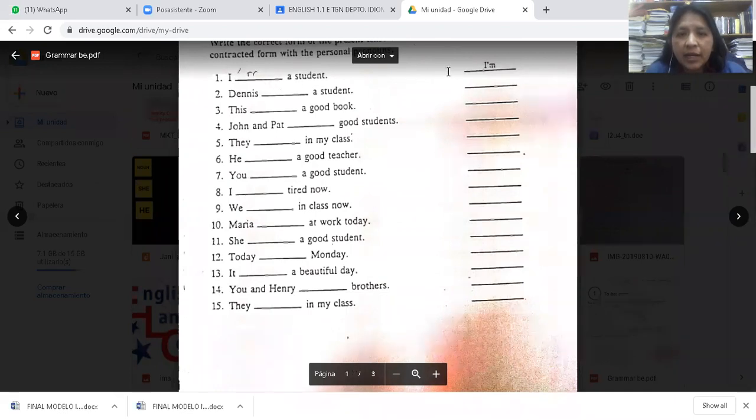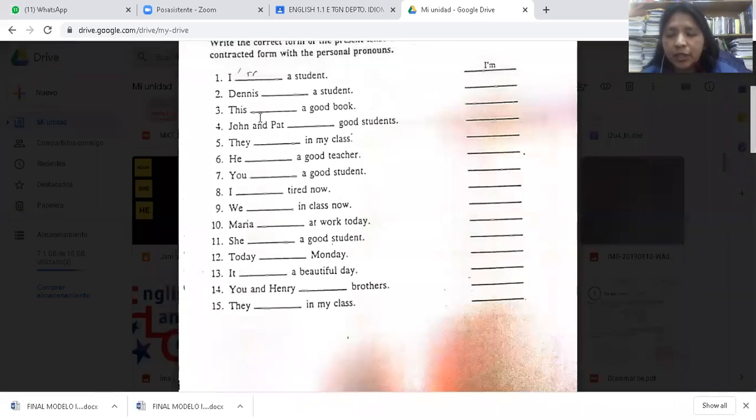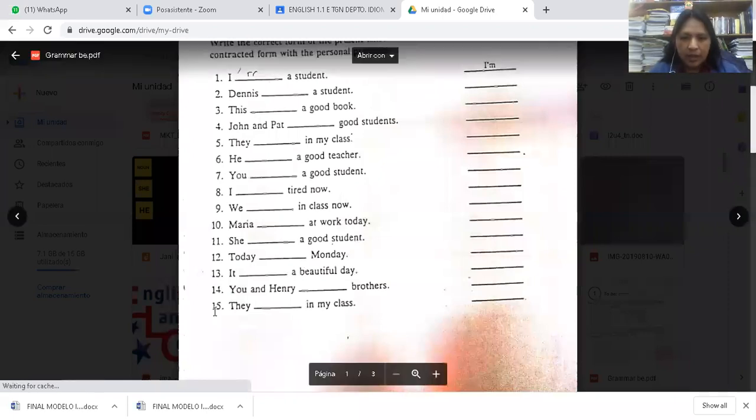Number one, example, I am a student. En cualquier momento voy a pedir su lectura de ustedes también, ¿ok? Su participación y lo tienen que hacer. I am a student.